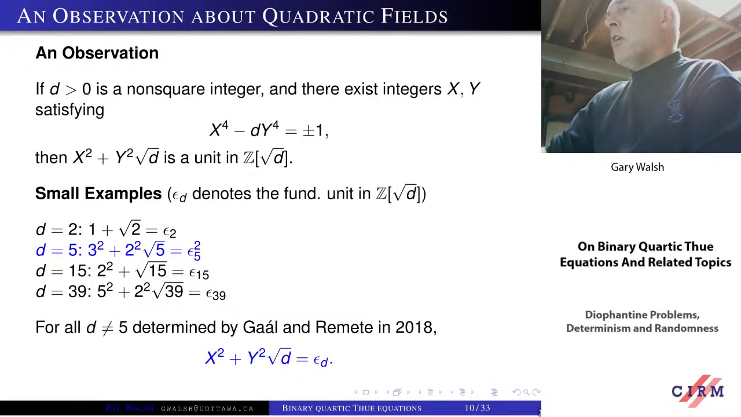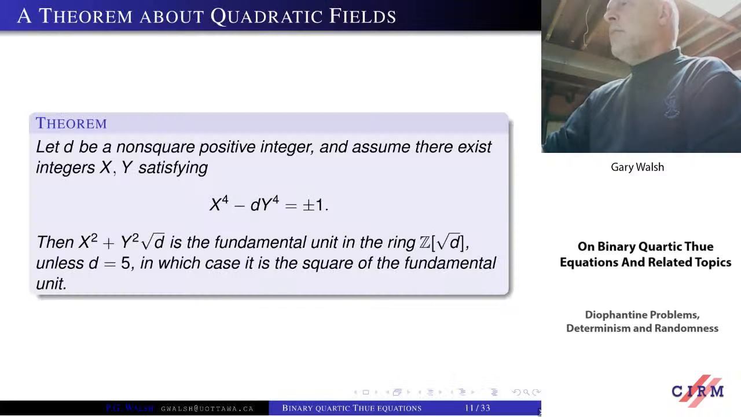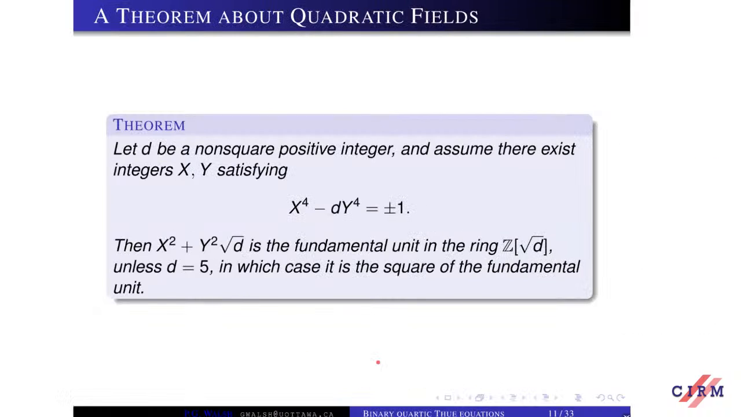Well, we did more computation with the table from the paper of Gaál and Remete, and for all cases different than 5, it turned out that the unit that one gets from the solution of the quartic Thue equation does in fact give you the fundamental unit in the ring Z adjoin the square root of d. So, okay, maybe we ought to try to prove this thing. And in doing so, it turned out to be a pretty straightforward thing to do.